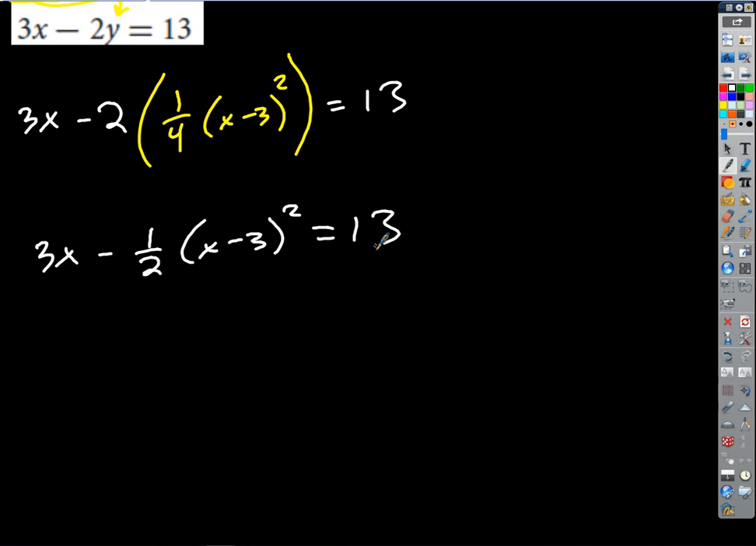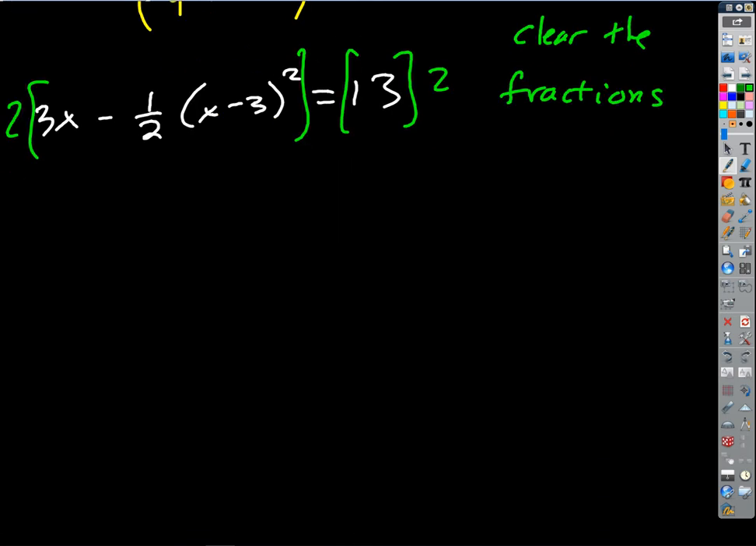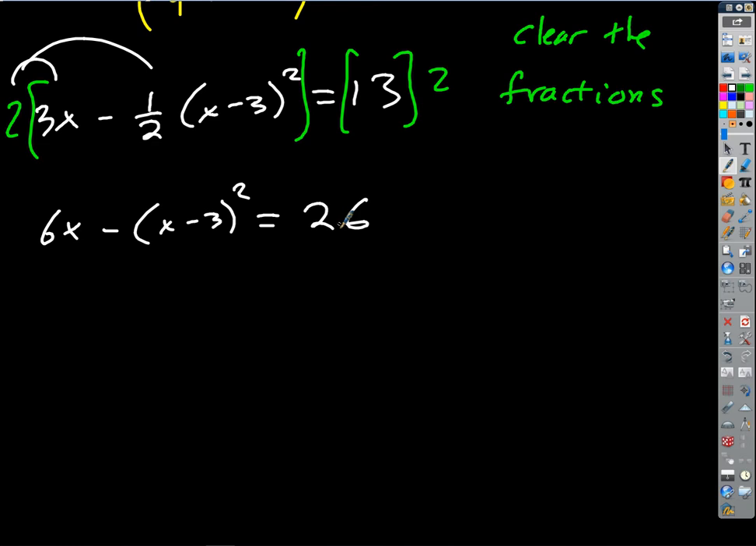Okay, let's just multiply both sides of the equation by 2. If we multiply both sides by 2, we'll clear the fractions. Okay, what's that give us? If I distribute my 2, I'm going to get 6x. The 2 is going to cancel the 1/2, right? So 6x minus the quantity x minus 3 squared equals 26. And now that's just a quadratic equation that we can deal with.